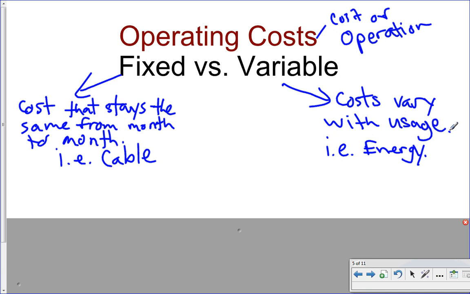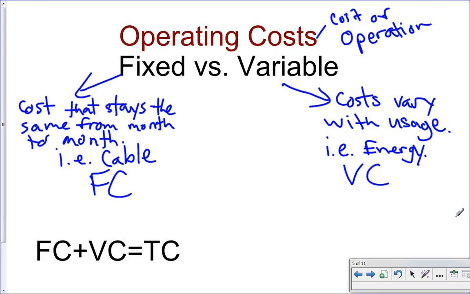Okay? Now, this is where we're going to start getting into equations because economics is a mathematics-based study. And so for these two, whenever we have an equation, we give them letters. So this is FC, and this is going to be VC. And when we add those together, we come up with a formula for total cost. Okay, so we have fixed costs. If you add fixed cost and variable costs together, you will get the total monthly cost, and that's monetary.